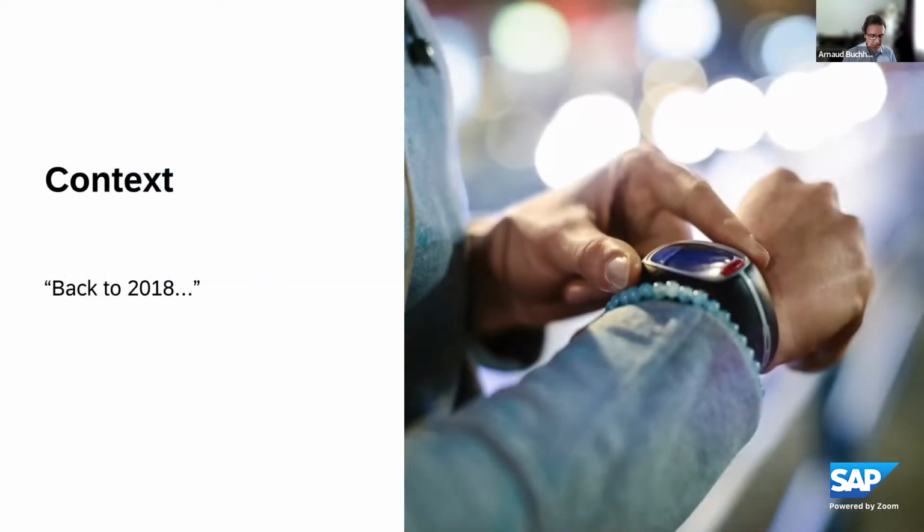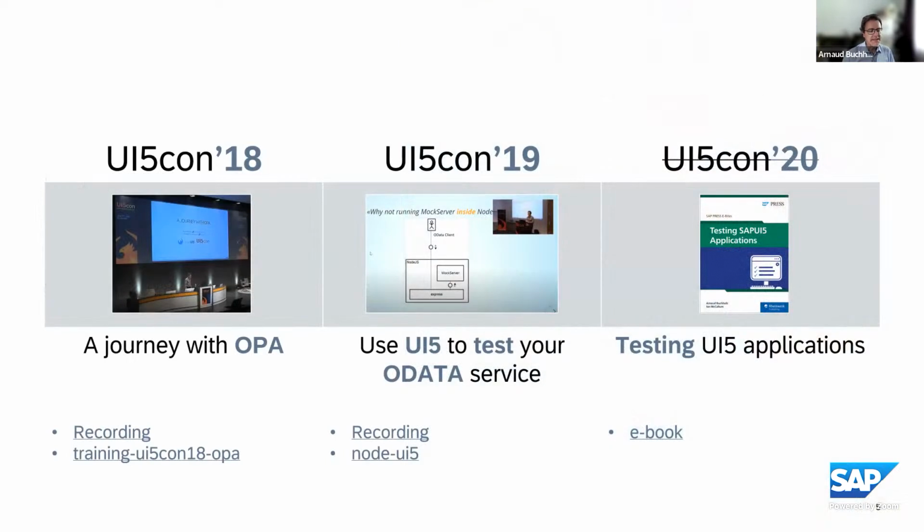So in order to set up the context, I would need to go back to 2018. The reason is that 2018 was actually my first participation to ui5con, where I did a presentation about OPA. So that was my first, I would say, live experience with presenting in front of many people. And I explained what OPA is regarding ui5 testing. And I will go back on that topic a little bit later.